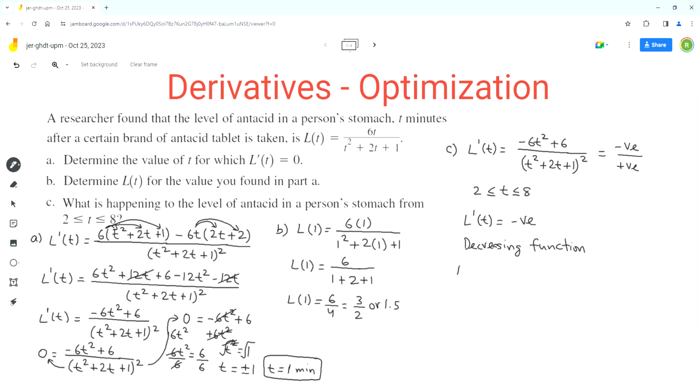So we can conclude the level of antacid is decreasing from t is greater than or equal to 2 and less than or equal to 8, because L at t is a decreasing function in this interval.